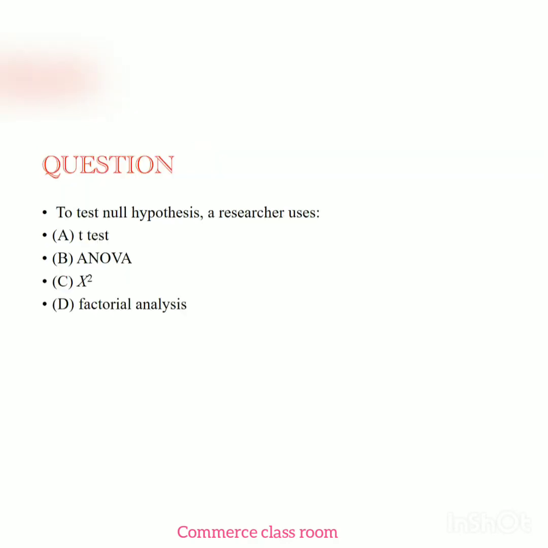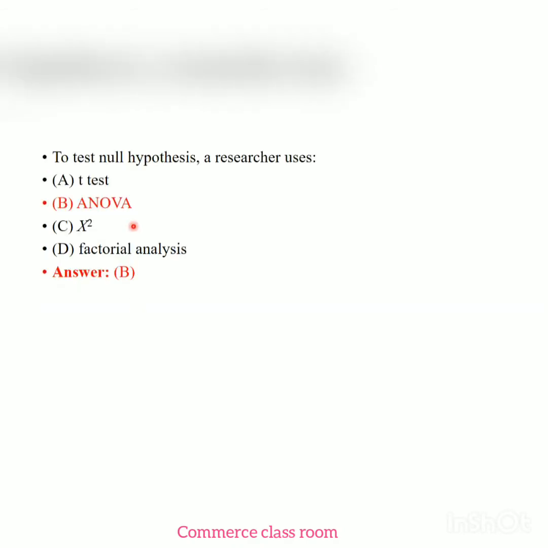Next question, to test null hypothesis, a researcher uses option A, t-test, option B, ANOVA, option C, chi-square test, and option D, factorial analysis. Our answer is option B, ANOVA. ANOVA is used to test null hypothesis.